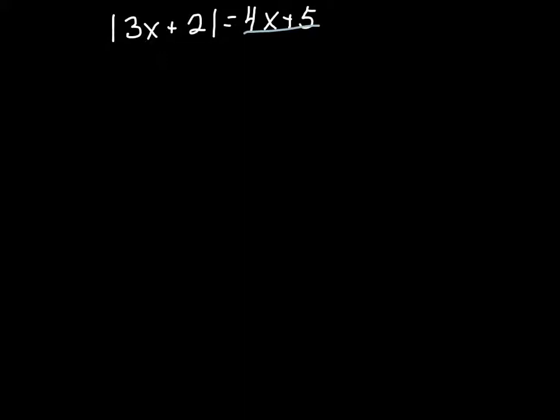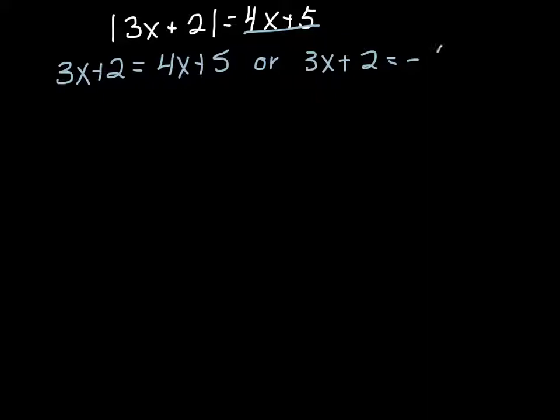So here's how we're going to write our two equations. I'm going to take what's inside the absolute value and set it equal to the positive piece. Or I'm going to take what's inside the absolute value and set it equal to the negative piece. Now we just have to solve.